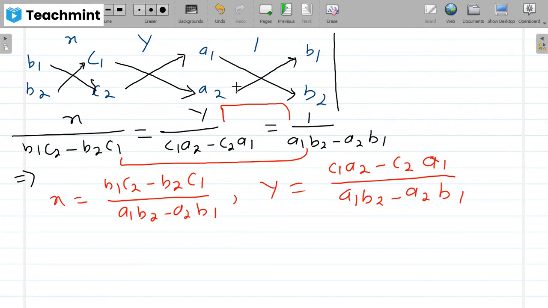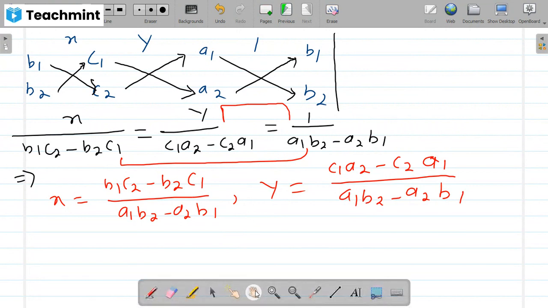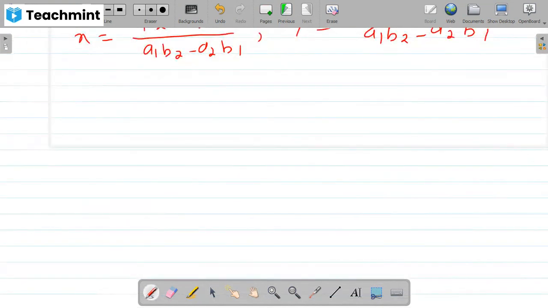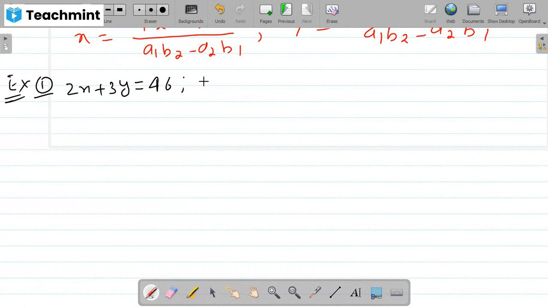After this, now consider some examples. Take an example for solving these equations: 2x plus 3y equals 46, and 3x plus 5y equals 74.